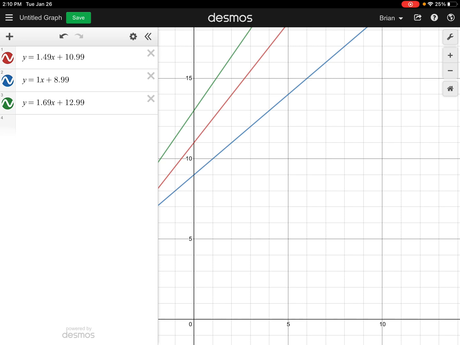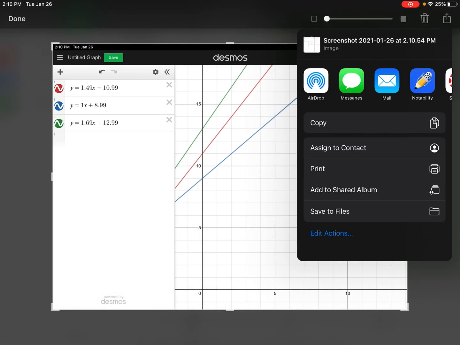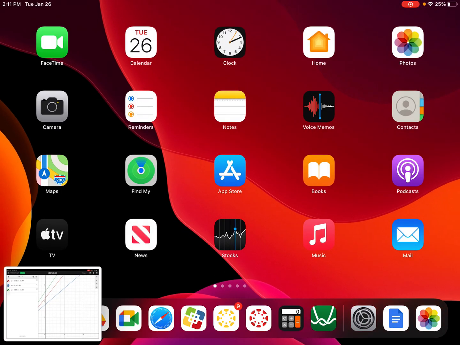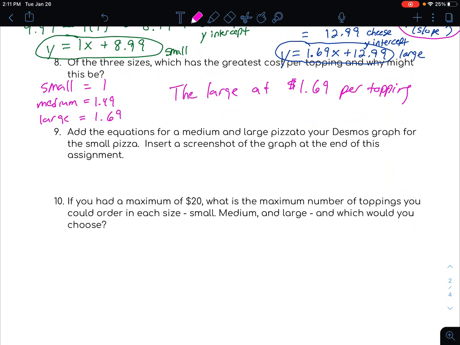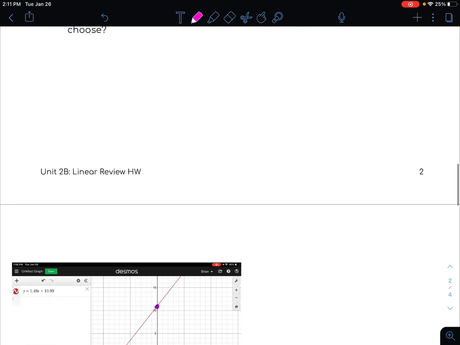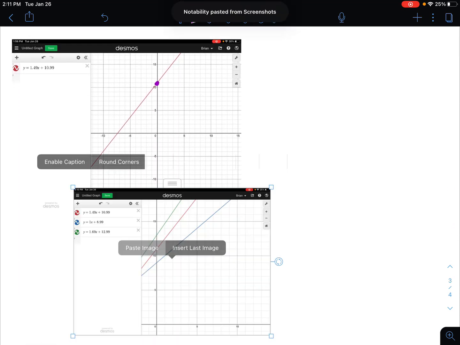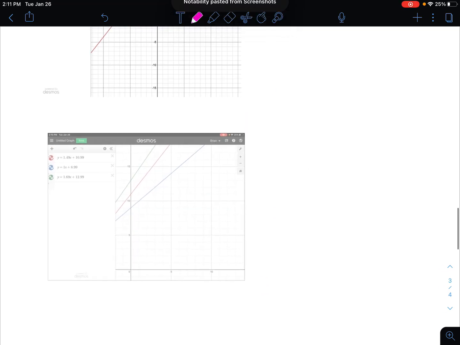So let's go ahead and take a screenshot of that. Let's paste that in. So we'll copy. And we'll go back to our Notability and paste that in. Let's go ahead and do that here. Awesome.